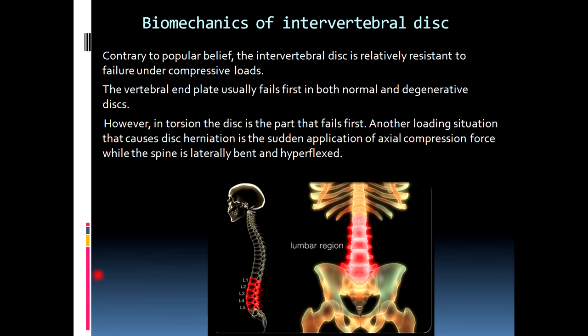Biomechanics of the intervertebral disc. Contrary to popular belief, the intervertebral disc is relatively resistant to failure under compressive loads. The vertebral end plate usually fails first in both normal and degenerative discs. However, in torsion, the disc is the part that fails first.